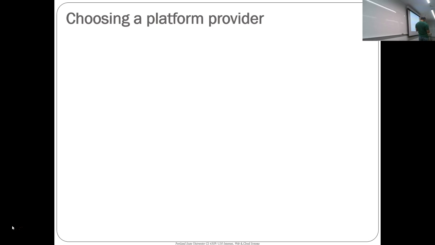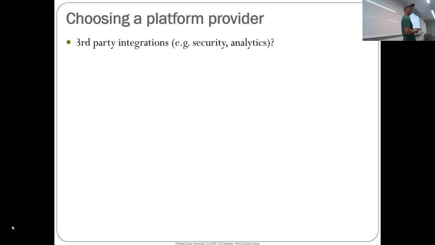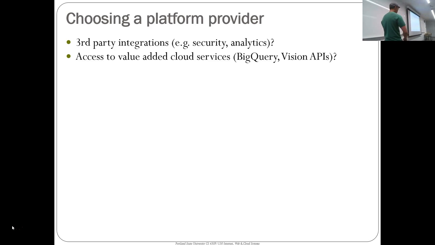Okay, so if you have a game, how would you choose a platform provider to do your platform as a service? One of the things that people think about is the third-party integrations. So if you need security or data analytics for your game, maybe AWS has better analytics and security software over Google, so you would pick AWS. Or if you had access to value-added services, so if you want to do a whole bunch of analysis of user data, and that gets streamed to a large data warehouse, maybe you want to use BigQuery in order to query your user data and their usage statistics.